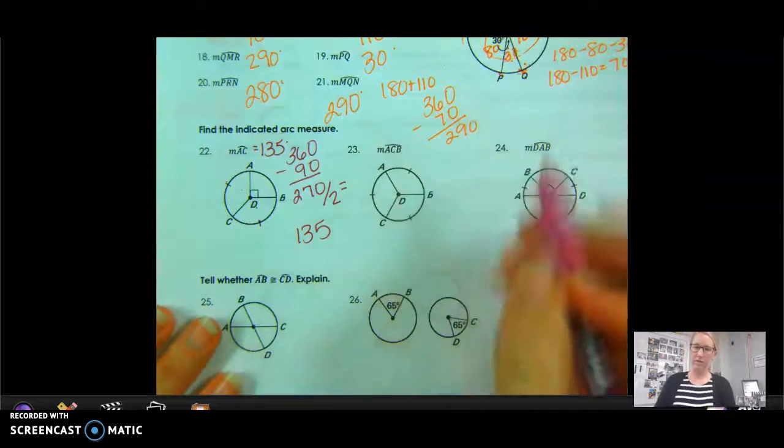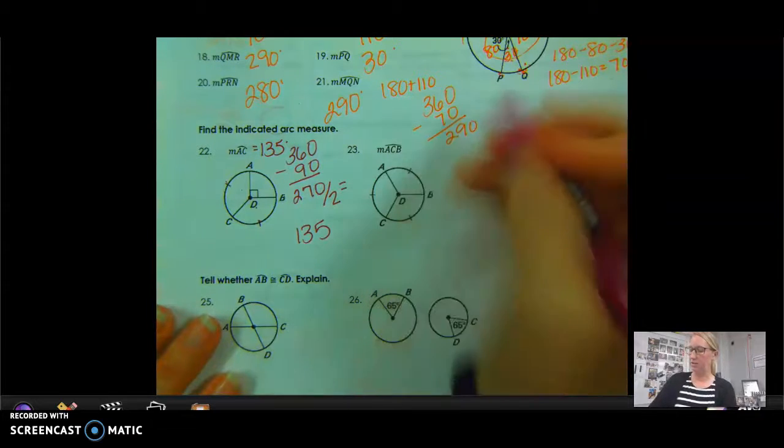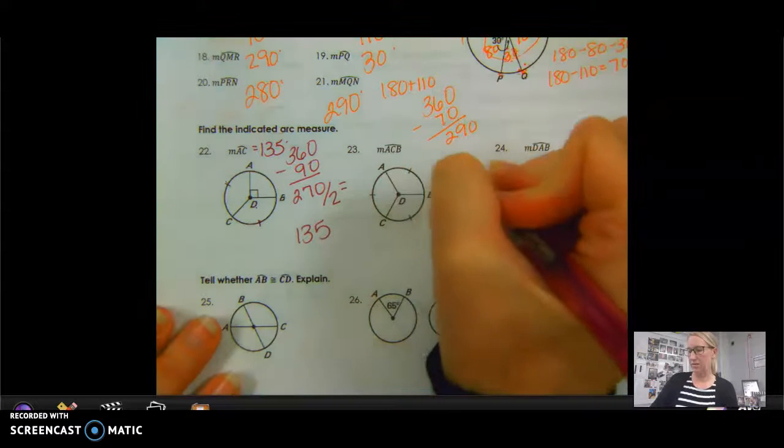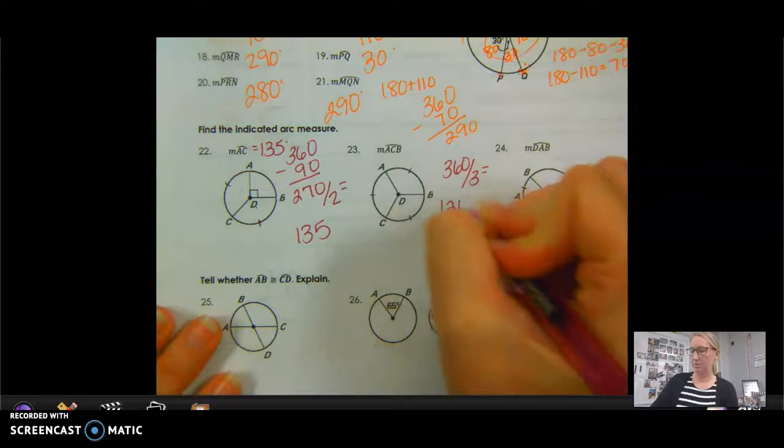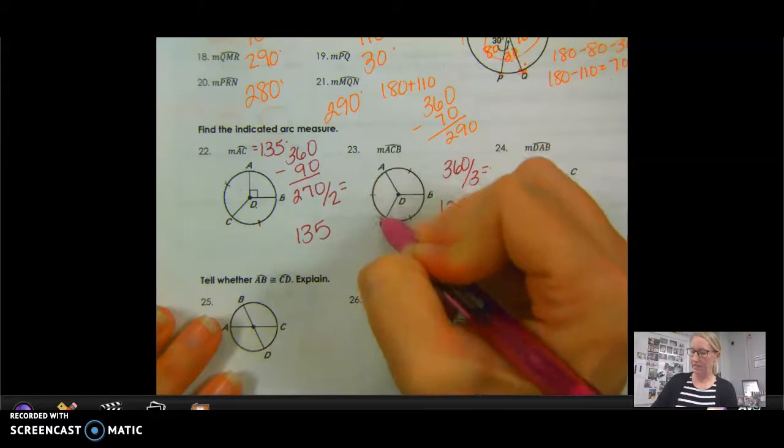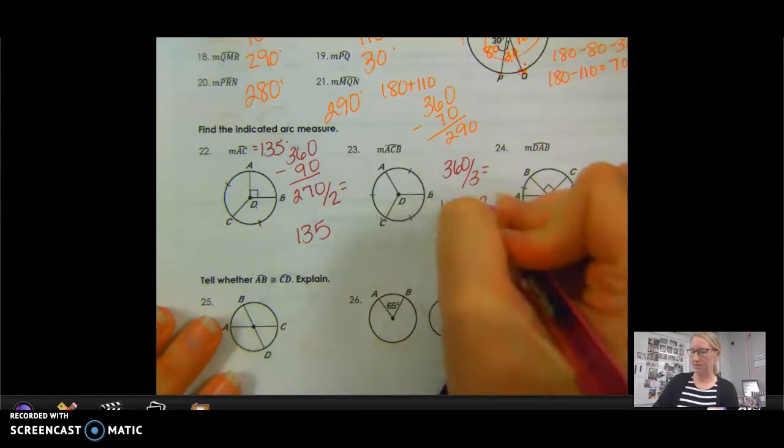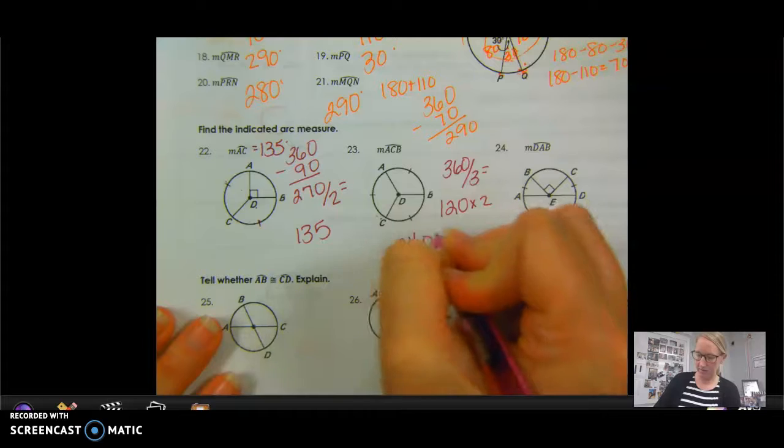This one, if you notice, all 3 are congruent, so that's 360 all the way around divided by 3. They're all going to be equal to give me 120. They want me to go A to C to B, so that's 2 of those. So I'm going to multiply that by 2, and I get 240 degrees.